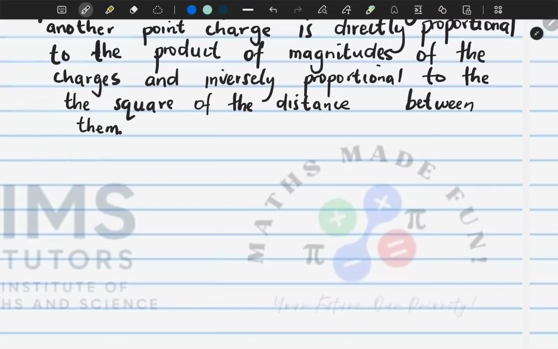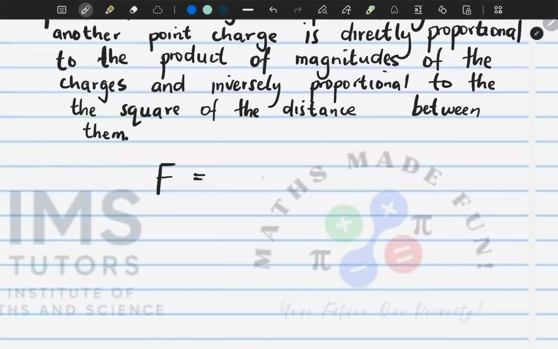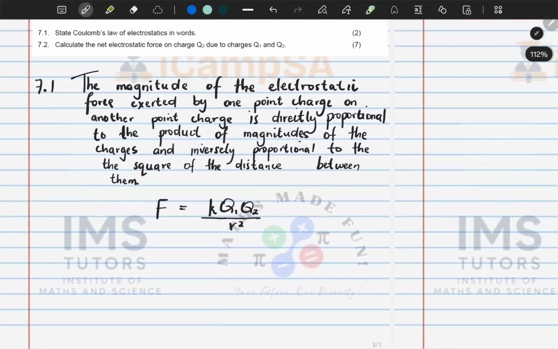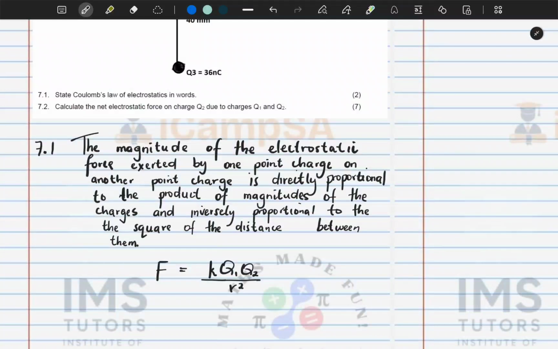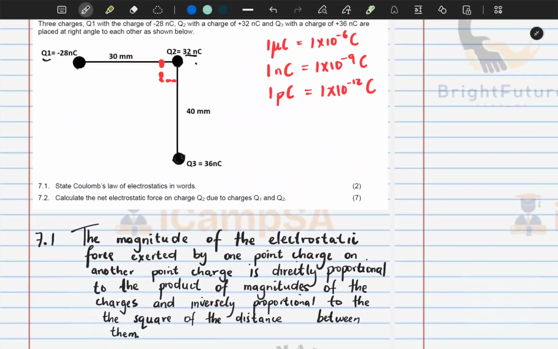So it's typically given by the equation F equals k Q1 Q2 over r squared, where k is your electrostatic constant. This is how we typically write the equation for the electrostatic force, or Coulomb's law of electrostatics.